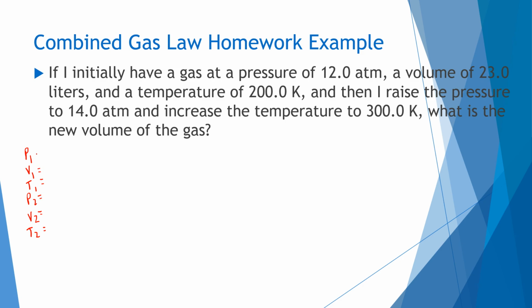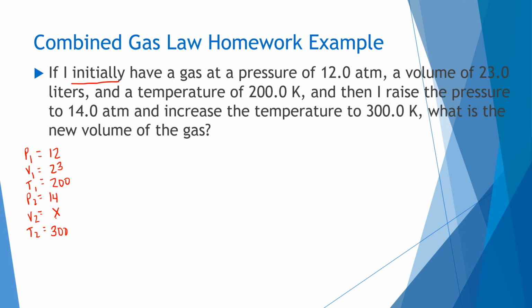Right off the bat, I see a word that indicates what I started at, and that word is initially. So initially means that's where I began. So 12 atm would be my pressure, my volume would be 23, and my Kelvin is 200. Then I'm going to see, well, what happens after? If I raise the pressure, that's a change, so my new pressure is going to be 14, my new temperature is going to be 300, and then V2 is going to be X.